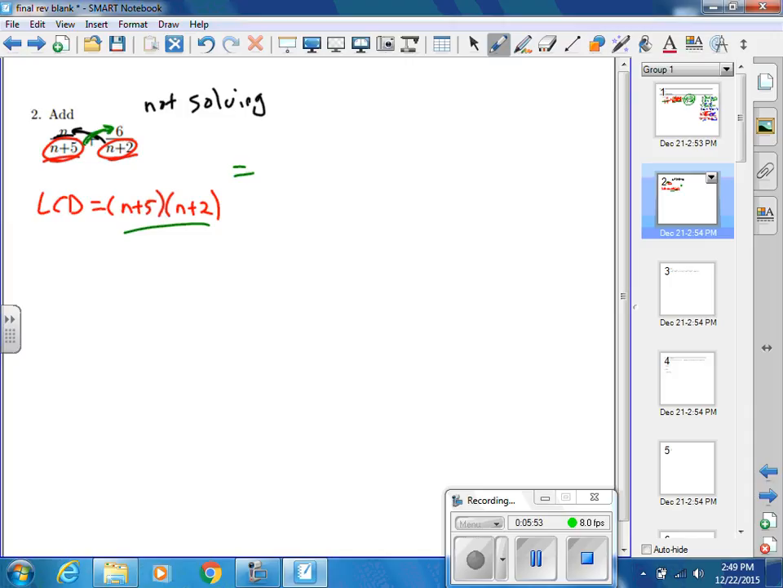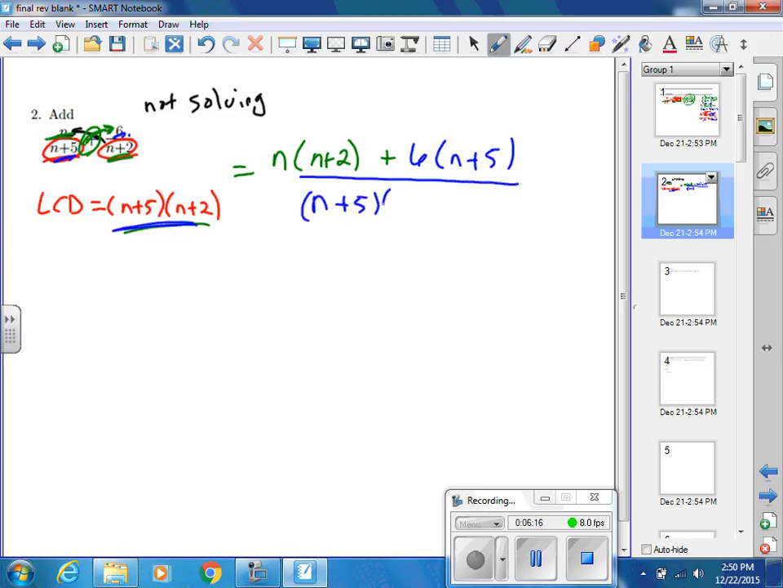So how this looks is I'm going to have n times n plus 2. This first one here that I just talked about doing, okay? Plus, now why is it a plus? Because the symbol in the middle is a plus, okay? And I'm going to use a different color to make it easier. This times this. So 6 times n plus 5, and then this is all over my LCD. N plus 5, n plus 2.